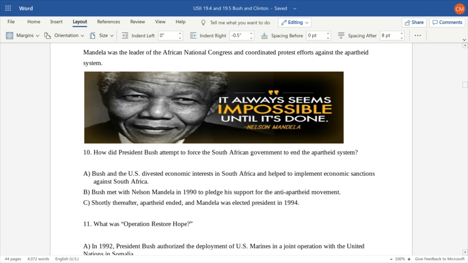And shortly thereafter, apartheid ended, and Mandela went full circle from being imprisoned and ostracized within the country by the majority. Eventually, he was elected president of South Africa in 1994. So a real hero, not just in South African history, but also in history in general.